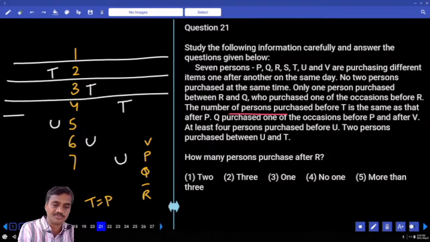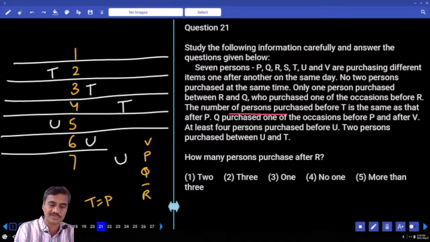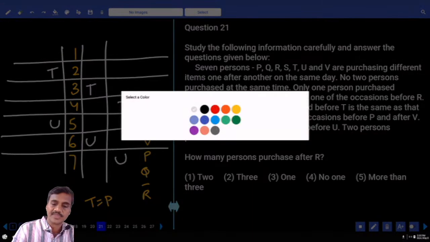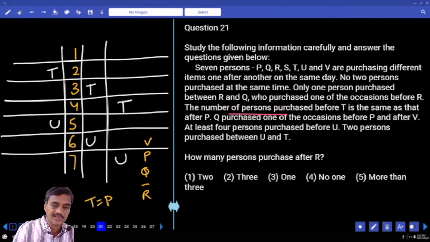Then T equals P is given. That means the number of persons before T equals the number of persons after this P. Then in the first case, where is this T? T is second from the top. As T is second from the top, here P must be second from the bottom, P is here. And if P is here, after this P, you need to have Q and R.